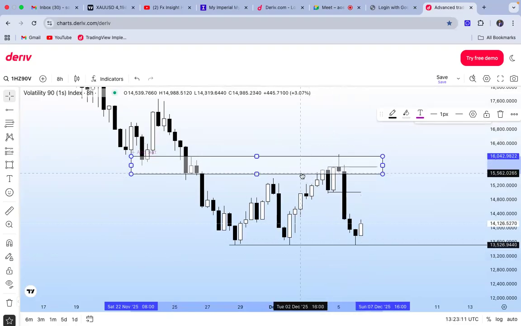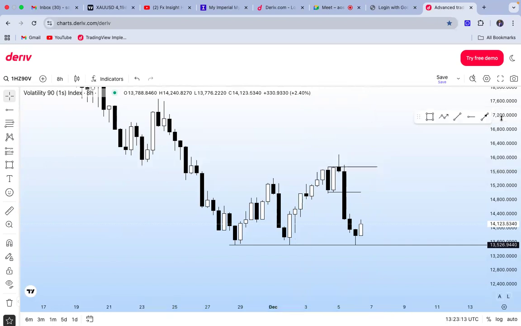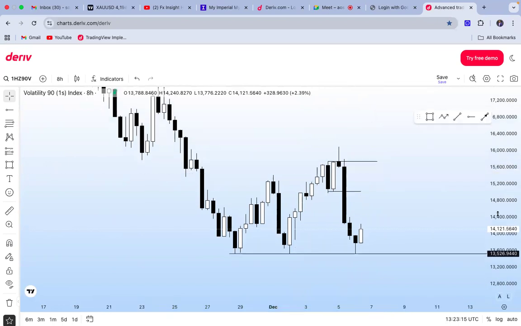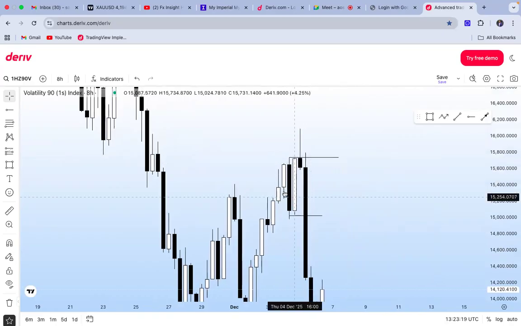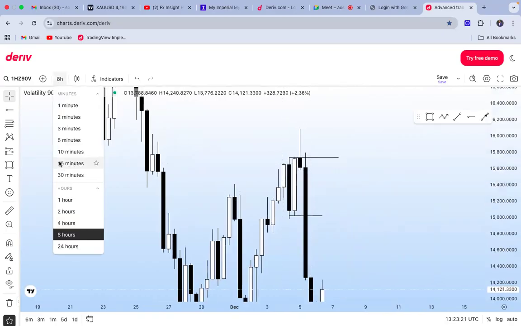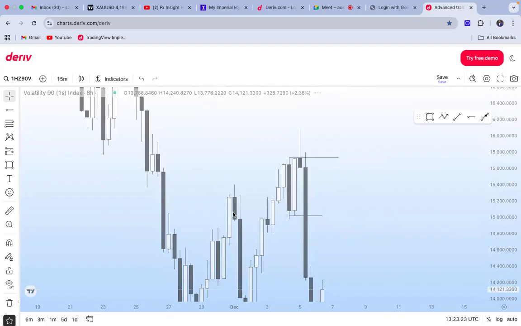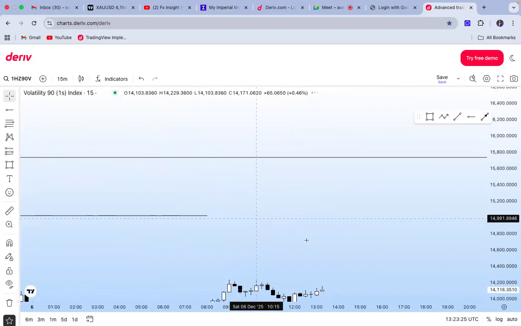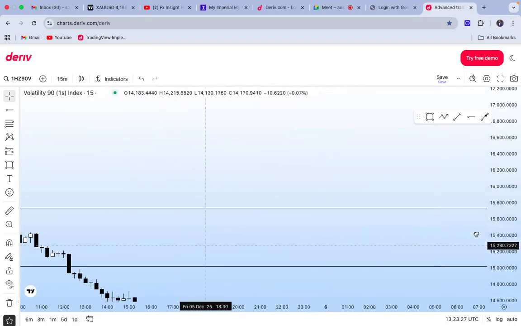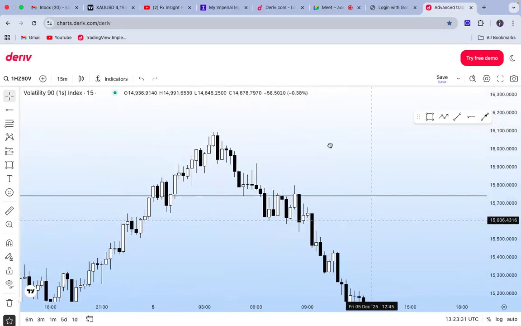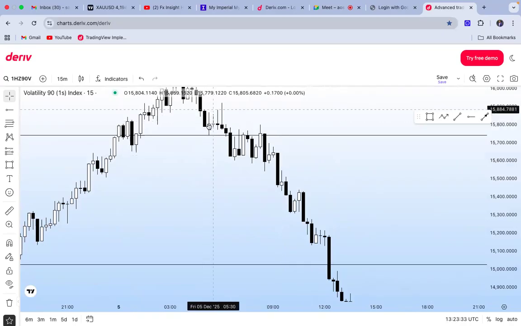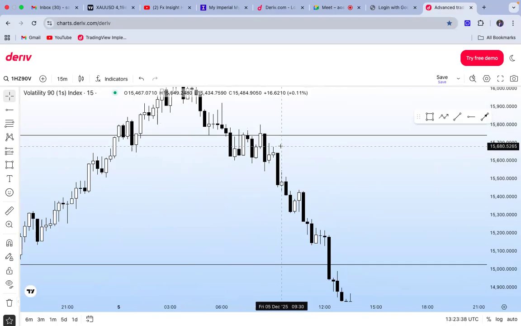So you saw this thing. You're never going to let it go. And beautiful, you go to 15 minutes, you see the nice entries there. On 15 minutes, you can use this retest to enter. We have a small rejection here. You enter here all the way to this level.